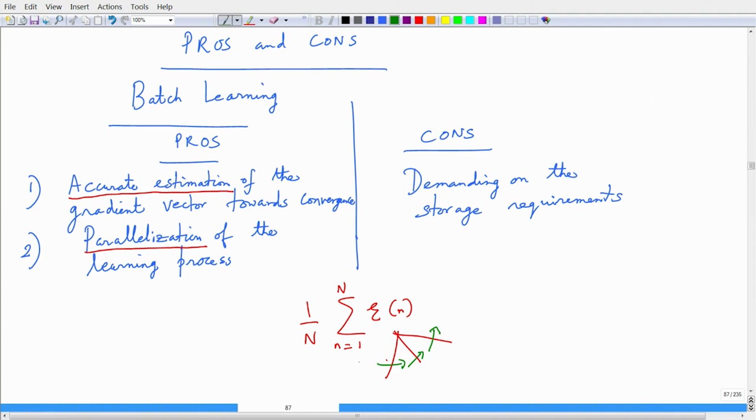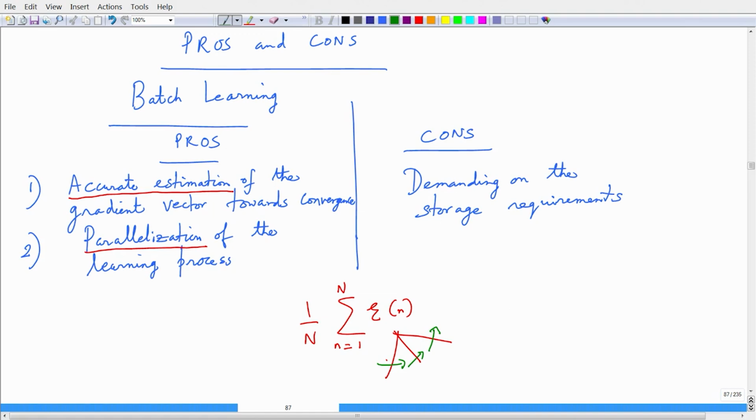You cannot do this for online learning, because you do not have this average error energy captured over all the training samples, and therefore, you cannot do this parallelization process.